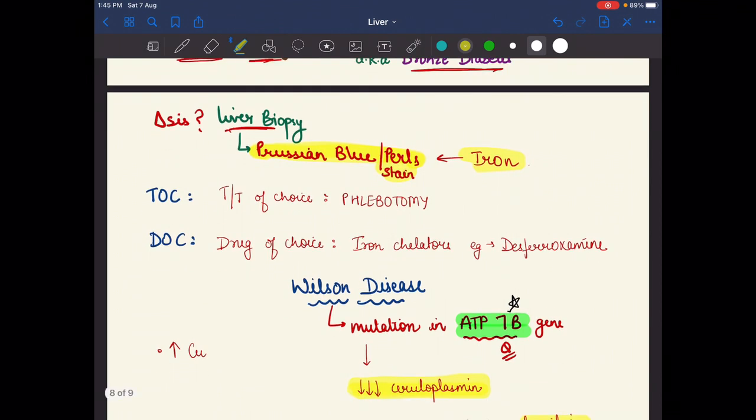For the treatment of choice, we do phlebotomy, and for the drug of choice, we have to decrease the level of iron. That's why we give iron chelators, and an example is desferoxamine.